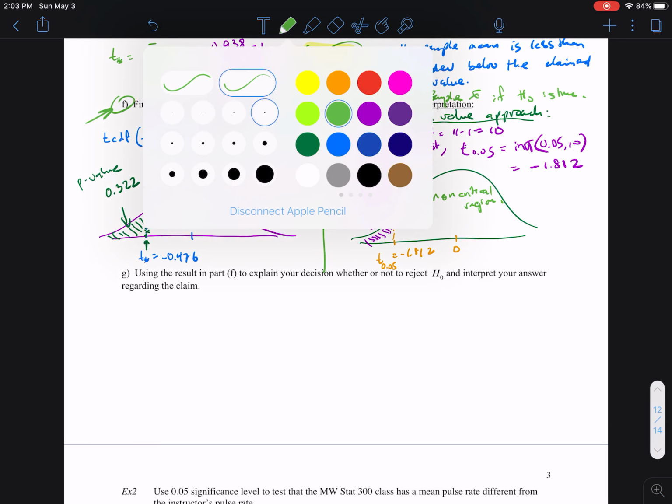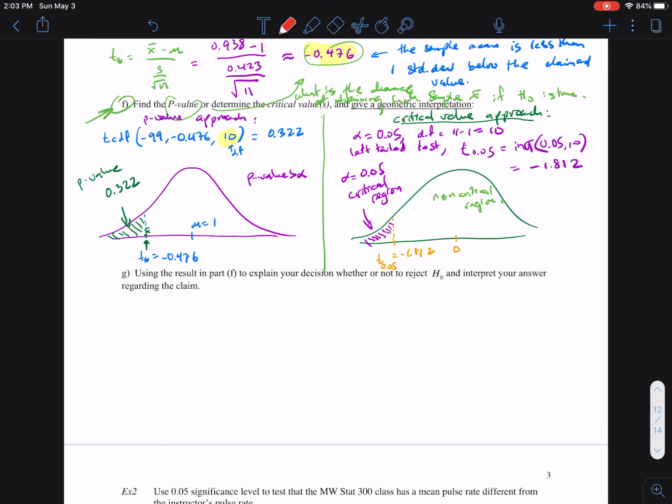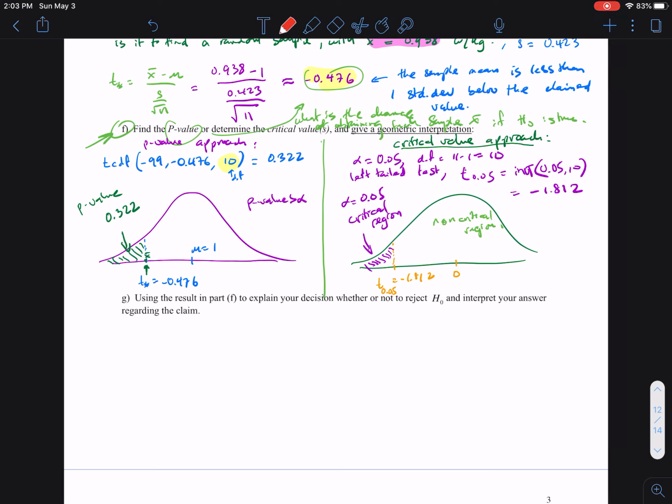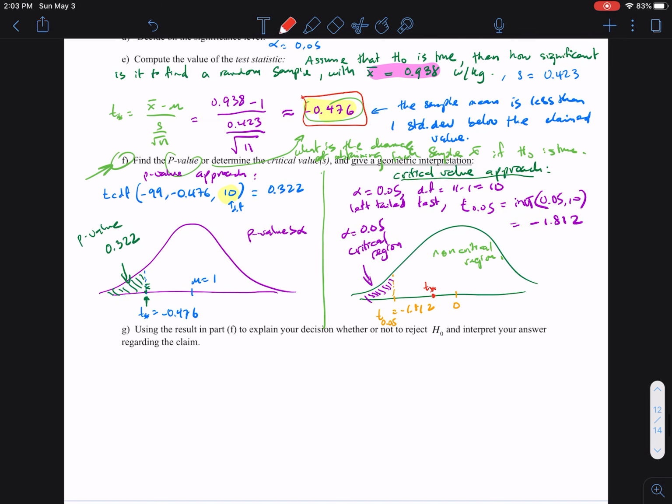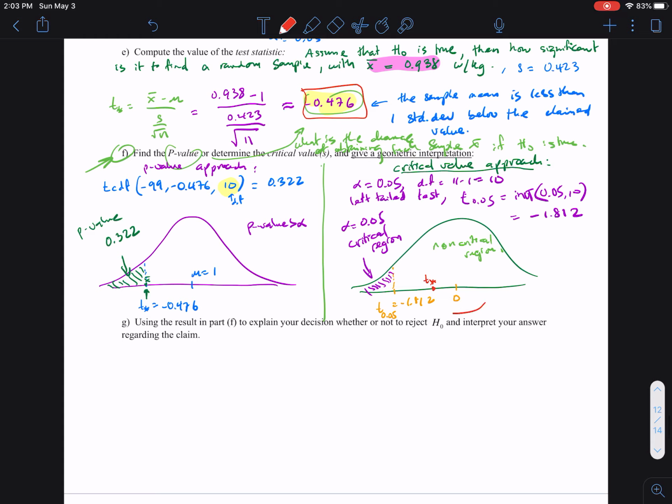Okay. Well, where does our test statistic fall? Our test statistic is somewhere right there. That's our t star. Our t star is here, this negative 0.476. That means the sample test statistic falls in the non-critical region. If it falls in the non-critical region, then we don't reject the null hypothesis.